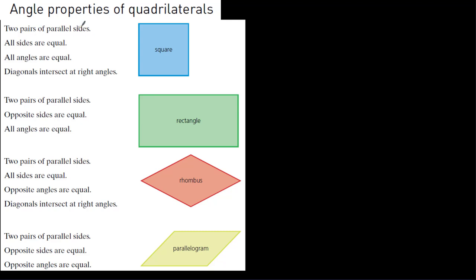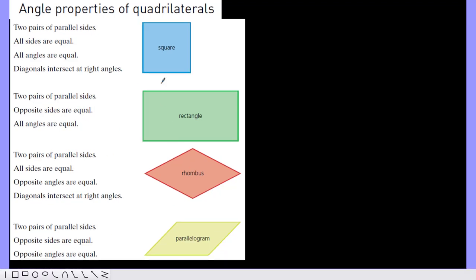Two pairs of parallel sides, opposite sides are equal to each other. We should know this one. All sides are equal, all angles are equal. Diagonals intersect at right angles. Here diagonals means from this point to this point.